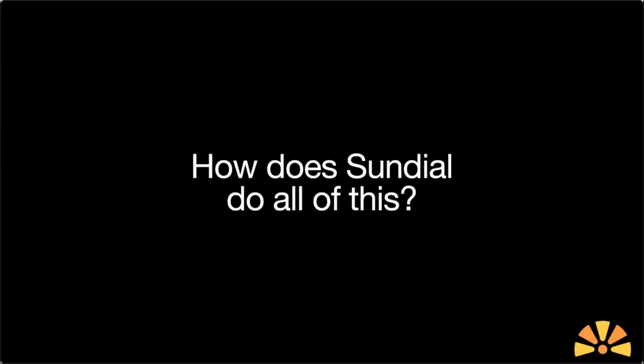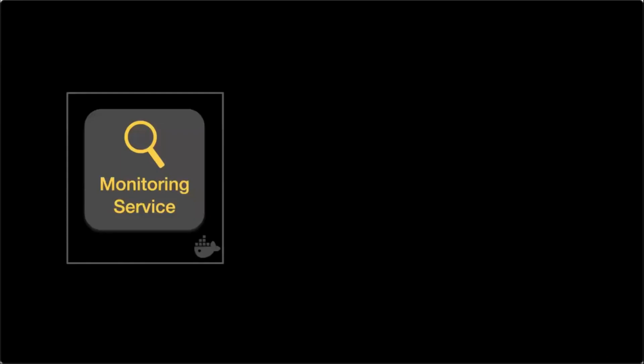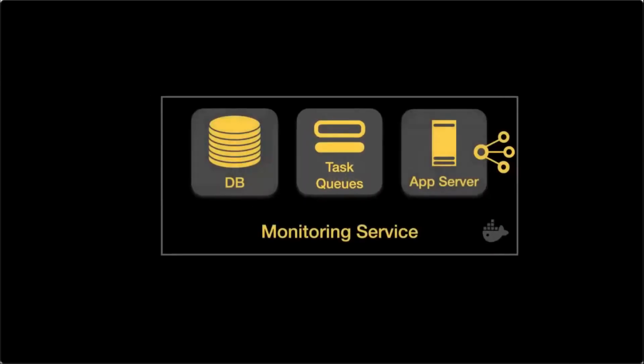Let's start this explanation by introducing the two main components that make up our architecture. First, the monitoring service. It monitors the execution of cron jobs. It includes a database, task queues, and an app server that exposes an API. It was Dockerized to eliminate dependencies and for a simple and straightforward installation.